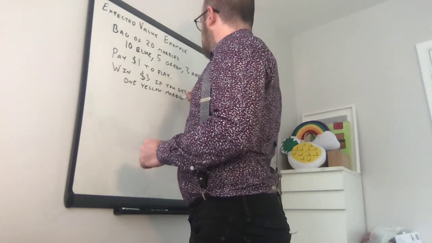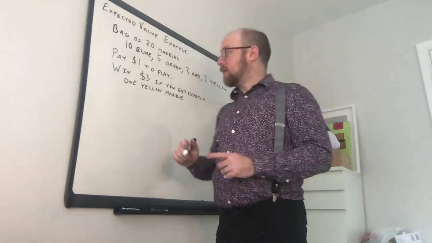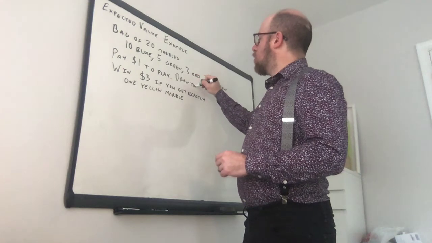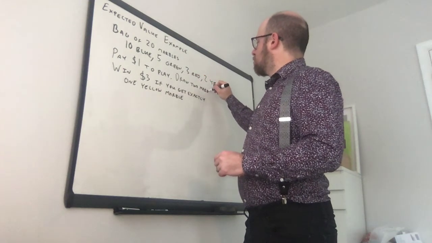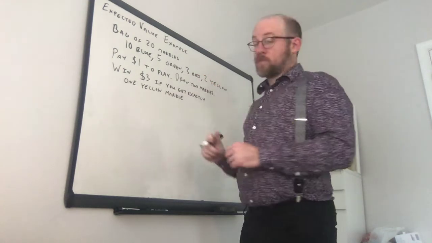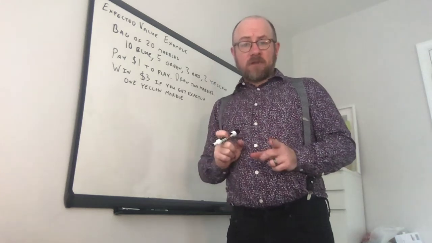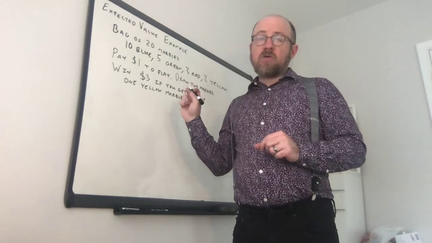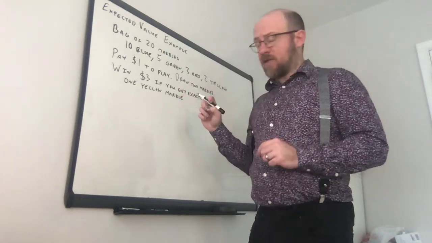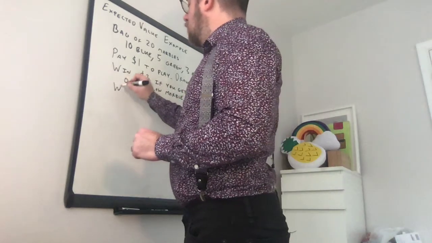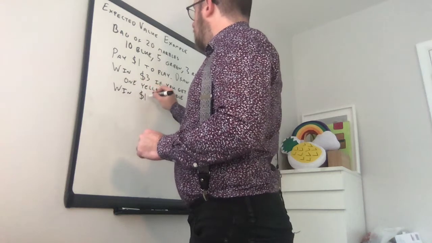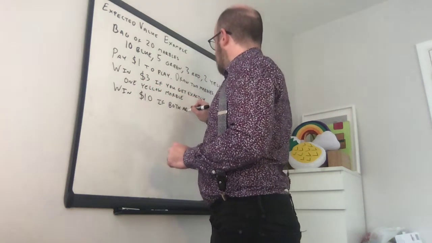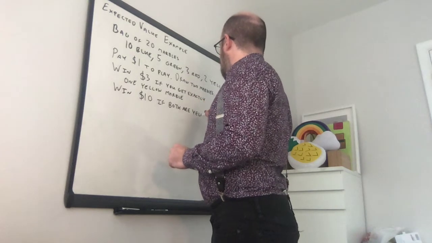Oh, I'm sorry. Let me back up. You pay $1 to play. You draw 2 marbles. If exactly one of them is yellow, you win $3. You win $10 if both are yellow.